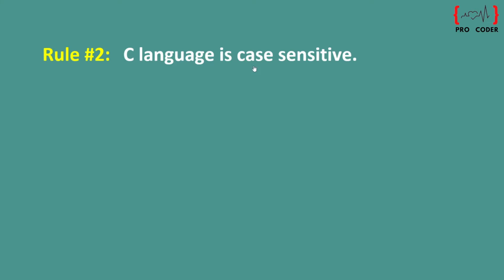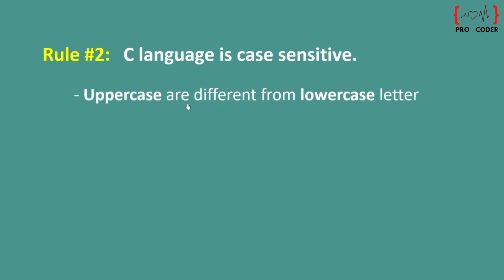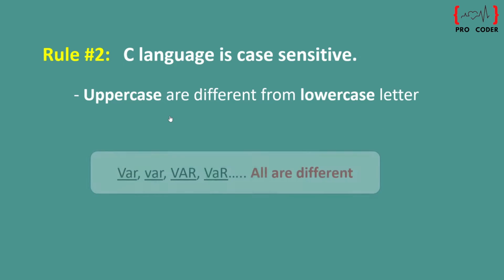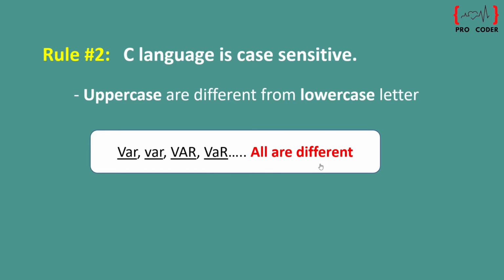C language is a case sensitive language, which means uppercase and lowercase letters are distinct, or you can say different from each other. Like writing where, Where and WHERE, all are different, those are not the same because C is a case sensitive language.